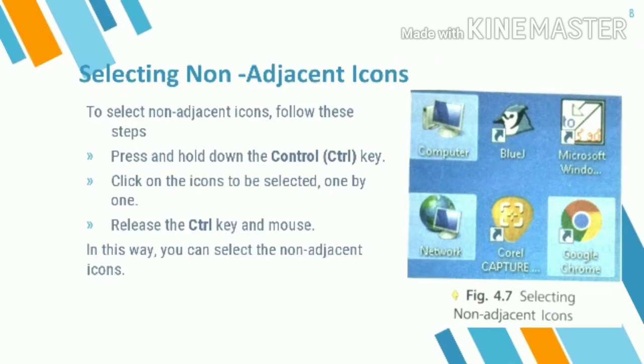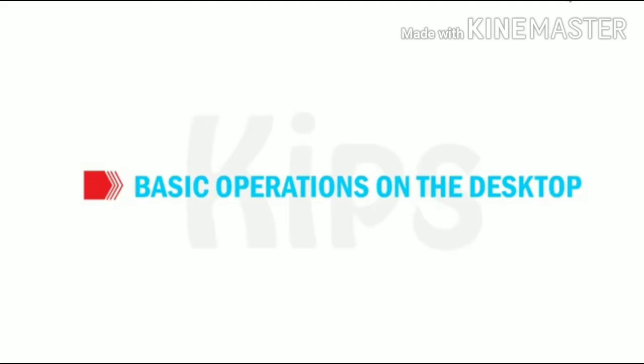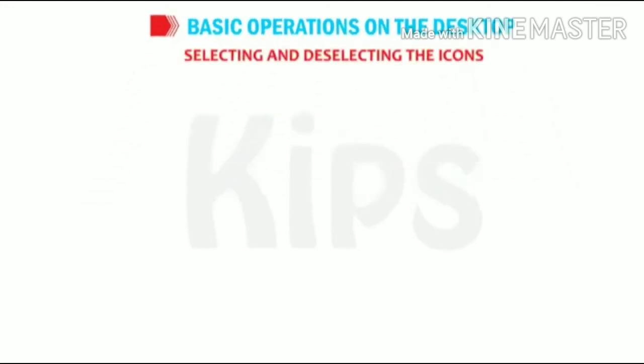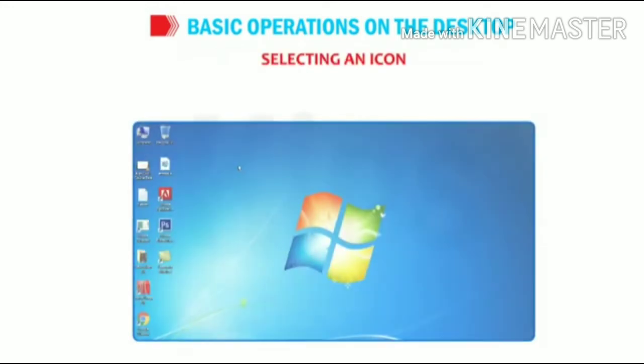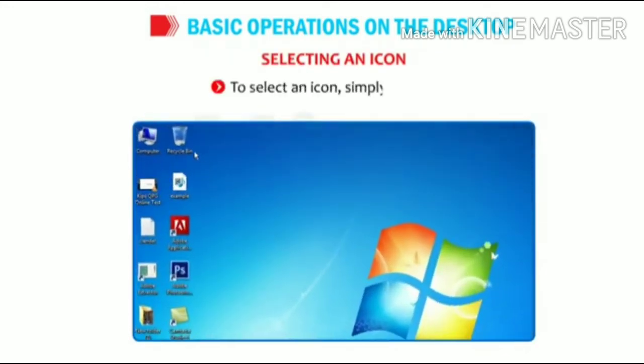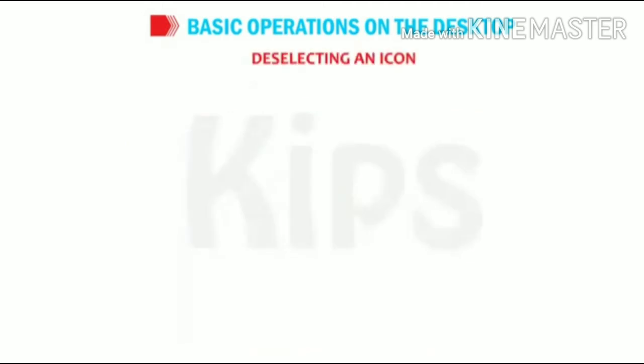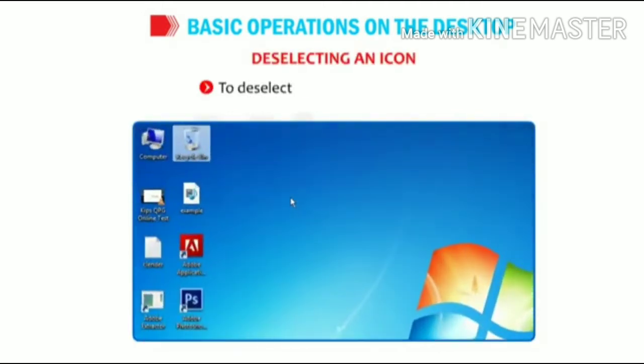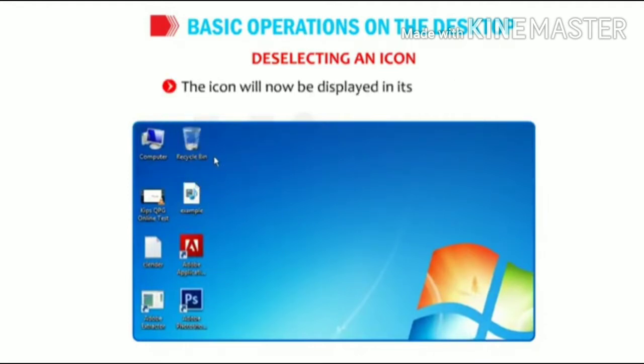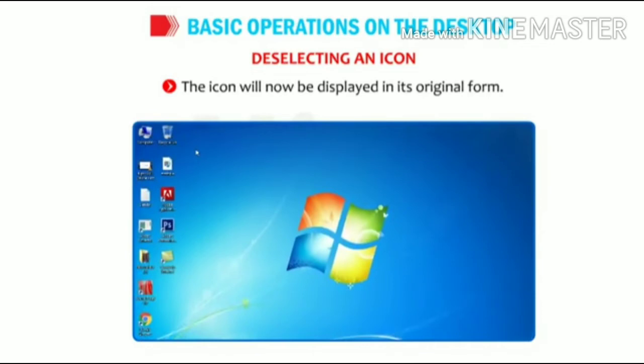Now see how to do the practical: selecting and deselecting an icon. So let's start the practical. First is selecting an icon. To select an icon, simply click on it. It will be highlighted. To deselect an icon, click away from it. The icon will now be displayed in its original form.